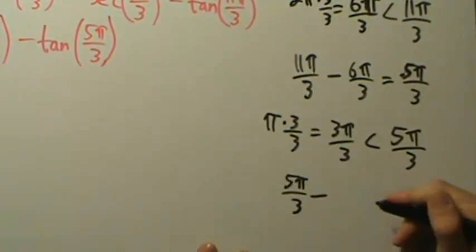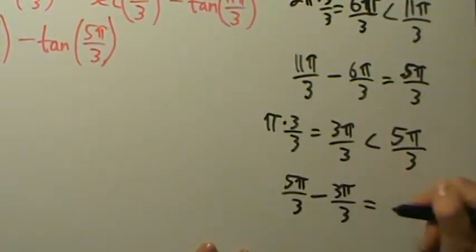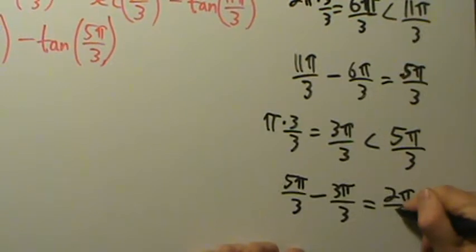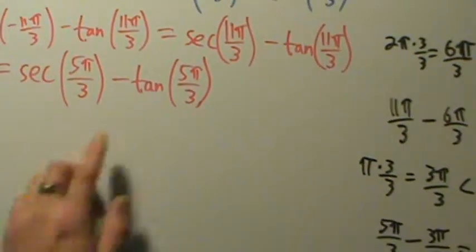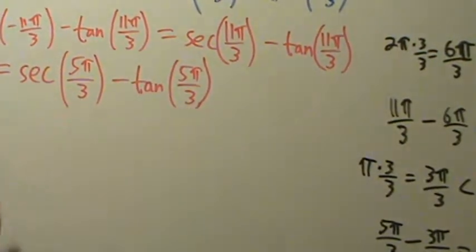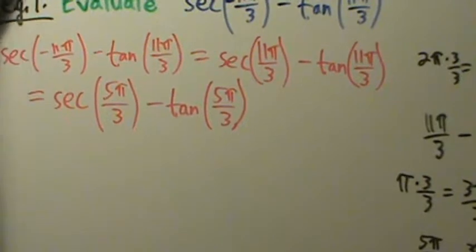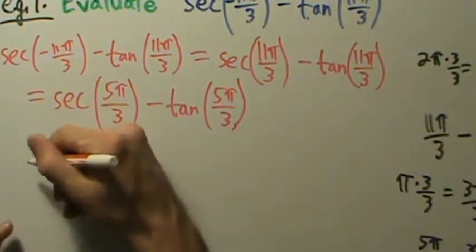5 pi over 3 minus pi, remember pi is the same thing as 3 pi over 3. Okay, and then we get 2 pi over 3. So what are we doing? Why do we do that? Because tangent has period pi. So let's subtract pi from 5 pi over 3. We get 2 pi over 3, and the tangent remains unchanged. Okay, and 2 pi over 3 is maybe a nicer angle to work with.